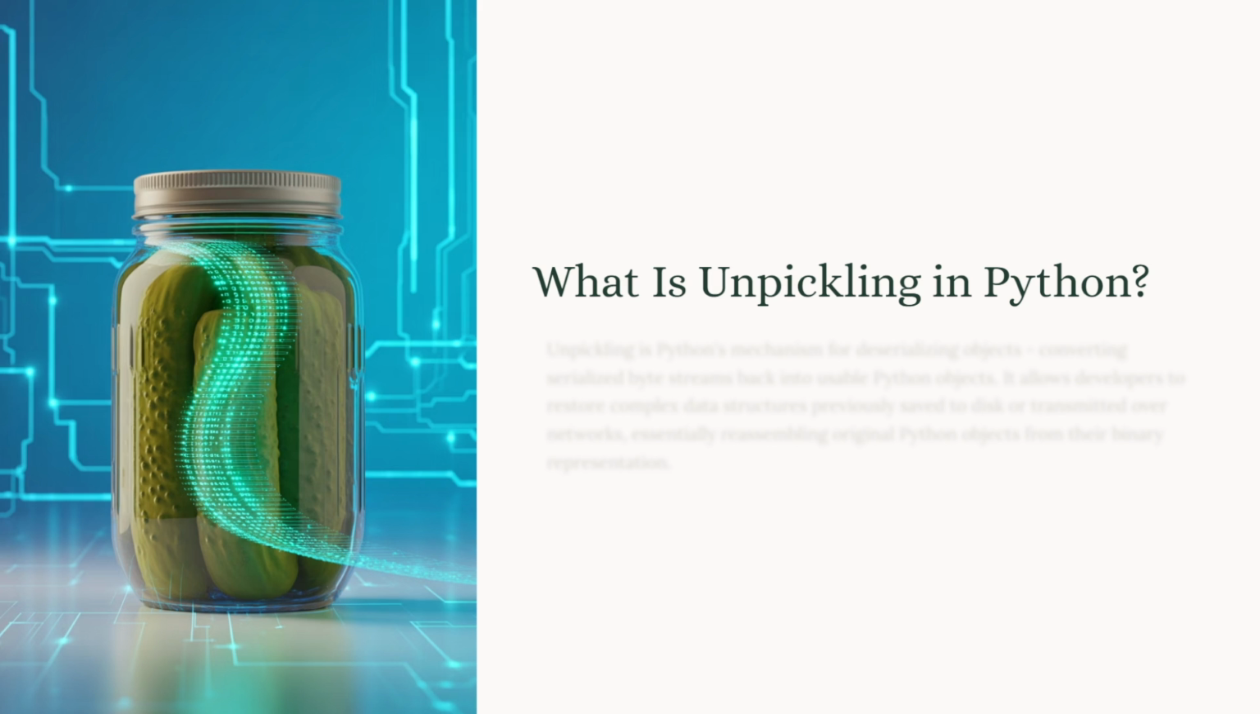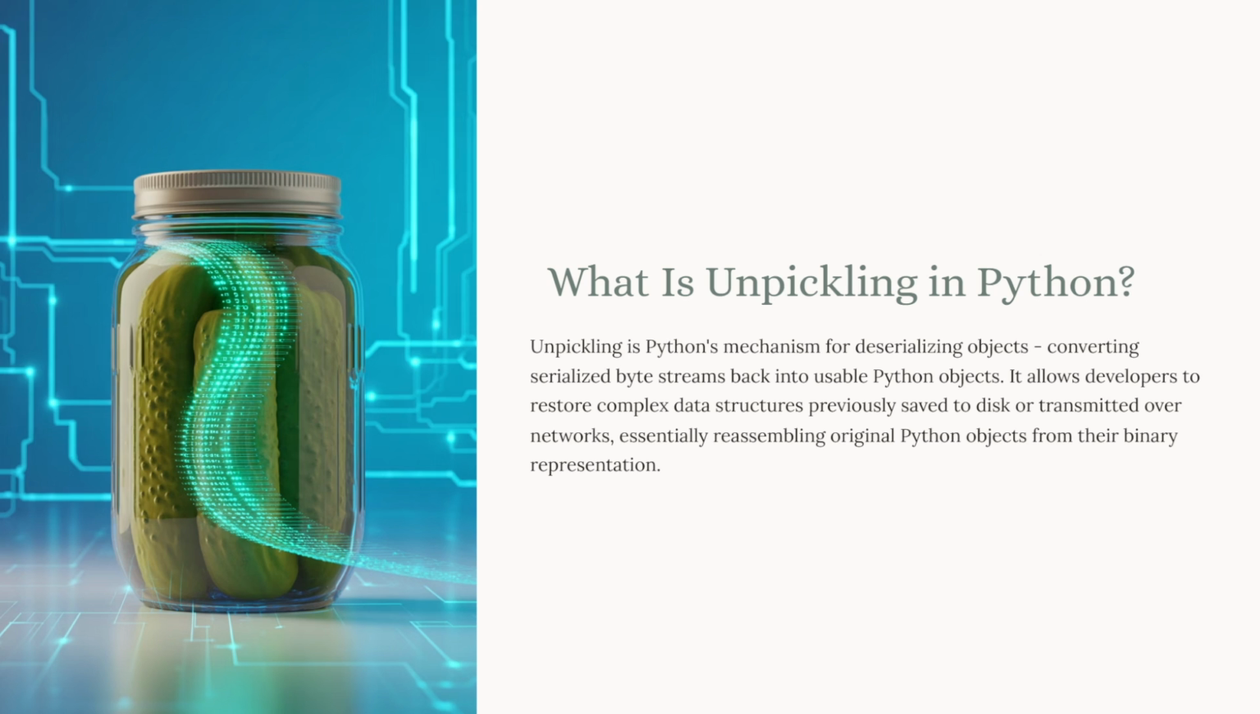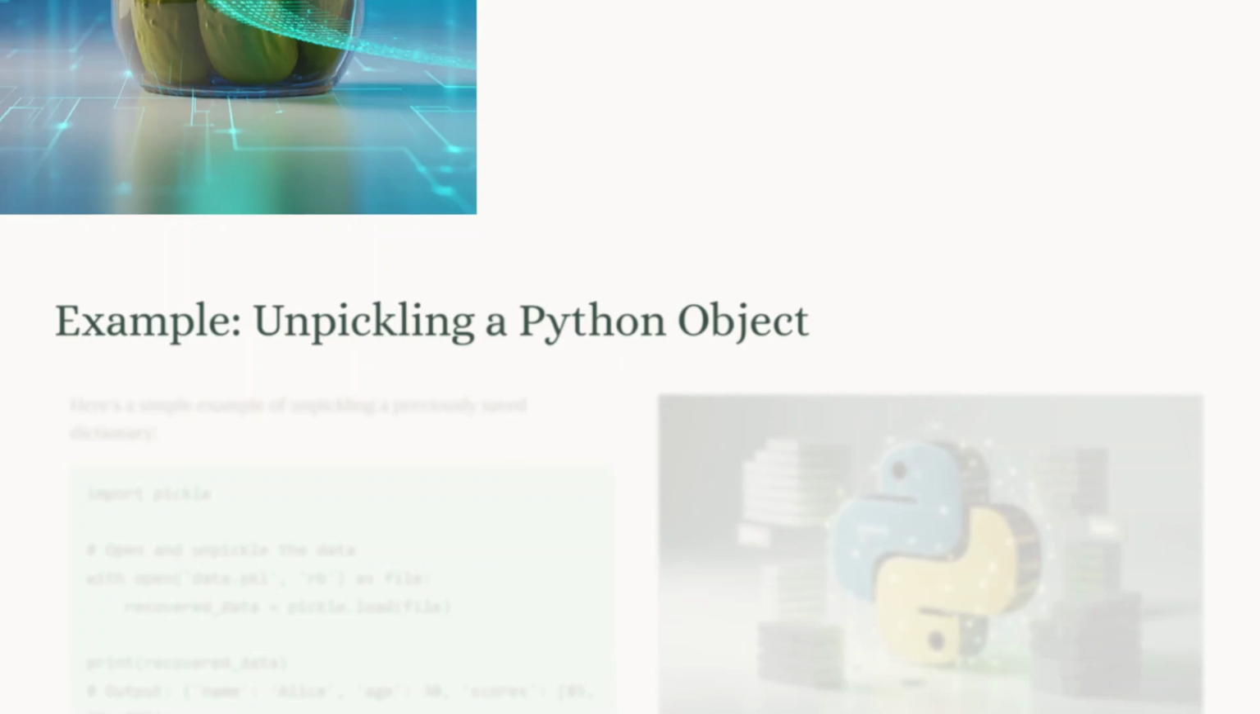In this video we are going to look at what is unpickling in Python. Unpickling is Python's mechanism for deserializing objects, converting serialized byte streams back into usable Python objects. It allows developers to restore complex data structures previously saved to disk or transmitted over networks, essentially reassembling original Python objects from their binary representation.